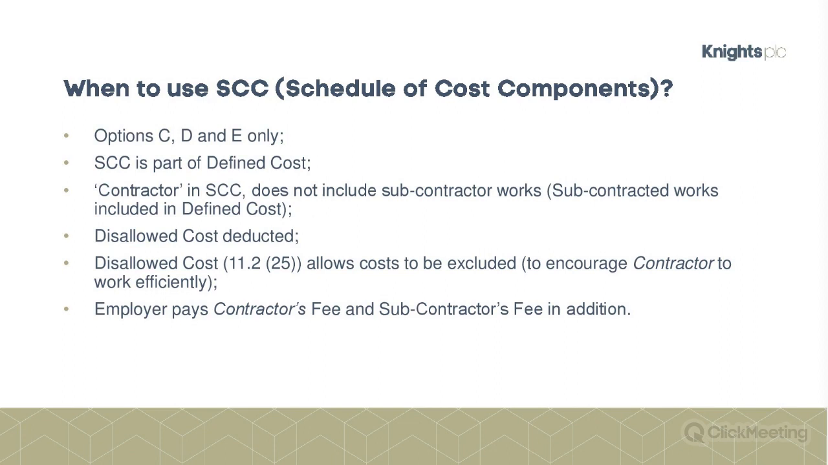So what are disallowed costs? Well, they're things, as you would imagine, they're disallowed, so they're costs that the contractor isn't entitled to. So one example is any costs in respect of defective work if it hasn't been remedied at that stage. And then, as I've already mentioned, the employer pays the contractor's fee and a subcontractor's fee element in addition to that defined cost.